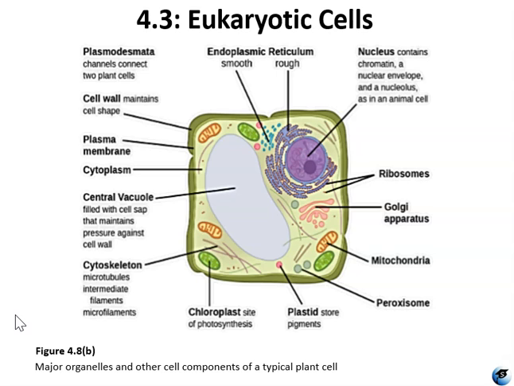Remember that plant cells do not have centrosomes or lysosomes, but they do have a cell wall, chloroplast, and central vacuoles. So here you can see a structure that is external to the plasma membrane. This is the cell wall. It's a rigid covering that protects the cell. It provides structural support and gives shape to the cell.